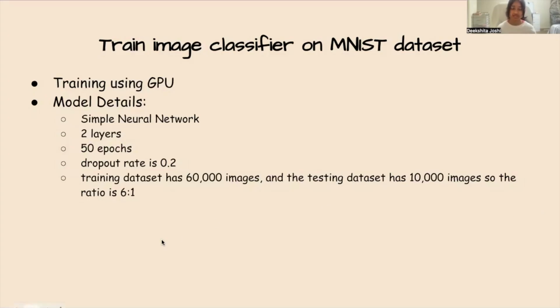Train an image classifier on the MNIST dataset. I did this training on a GPU. The model is a simple neural network. I didn't do anything so complicated. The neural network had only two layers, the input layer and the output layer. We didn't need a hidden layer because the images are not that complicated to understand.